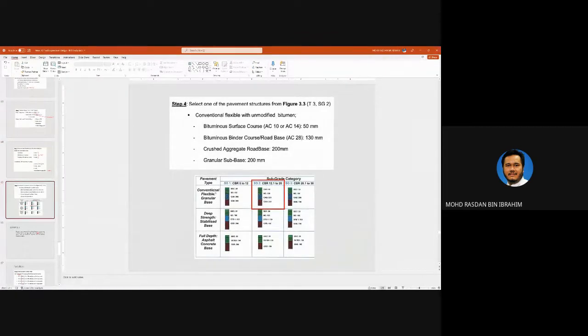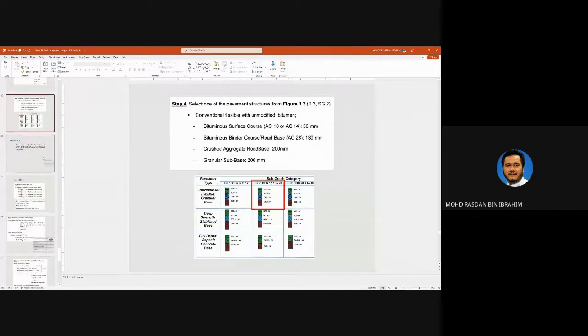You can use the conventional flexible pavement with granular base. So BSC 50, and then you have BC binder course 130, crushed aggregate base 200, and granular sub base 200.